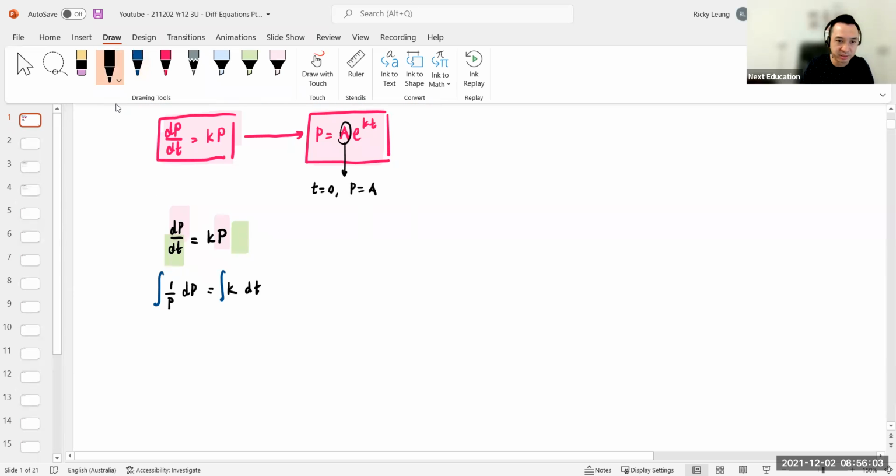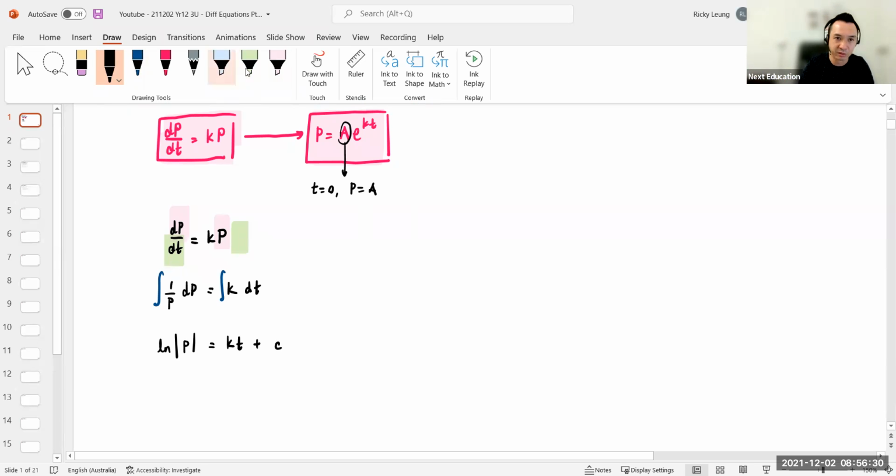So we know that this becomes the log absolute value of p. And because we have two integrals, there's no need to insert two constants. We insert one constant on one side, and that's a catch-all. Because if they're both unknown, if I move one over to the other, it becomes one bigger unknown. So in this case, kt plus some sort of constant.